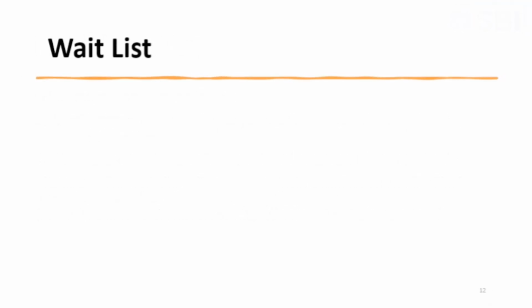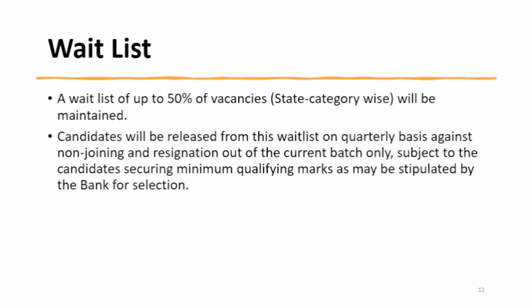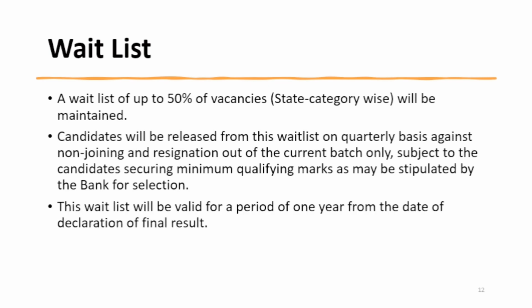Waitlist. A waitlist of up to 50% of vacancies, state category wise, will be maintained. Candidates will be released from this waitlist on a quarterly basis against non-joining and resignation out of the current batch only, subject to candidates securing minimum qualifying marks as may be stipulated by the bank for selection. The waitlist will be valid for a period of 1 year from the date of declaration of final result.